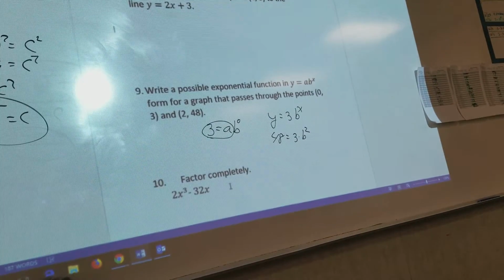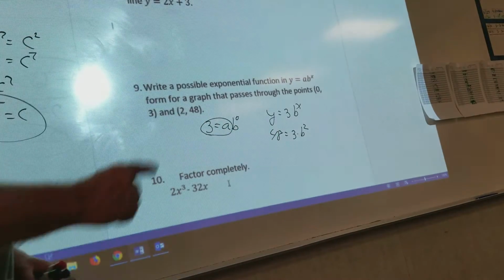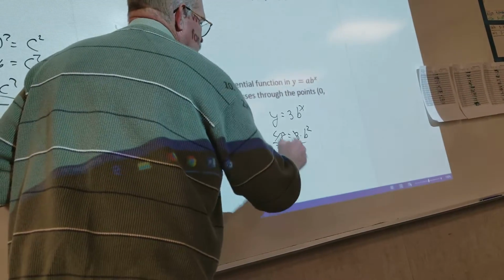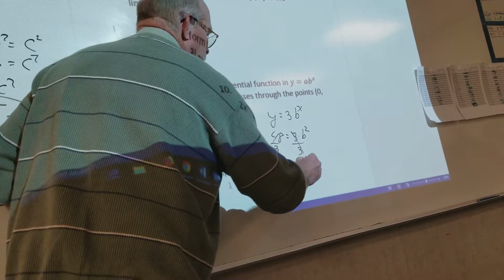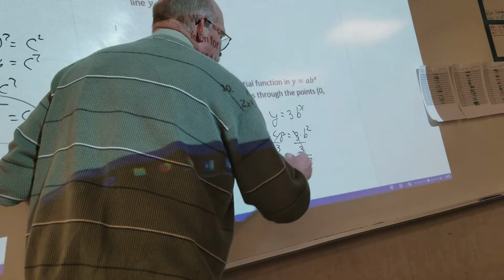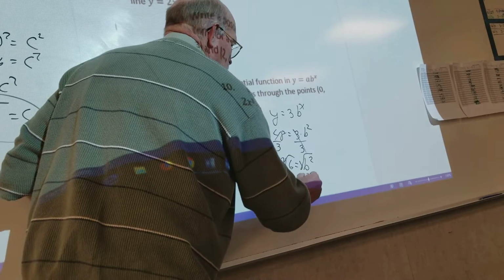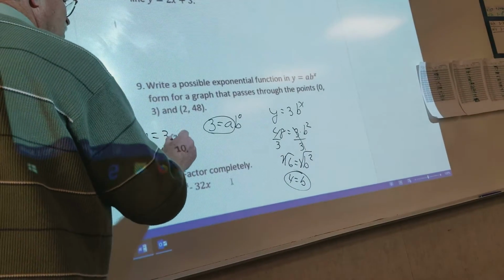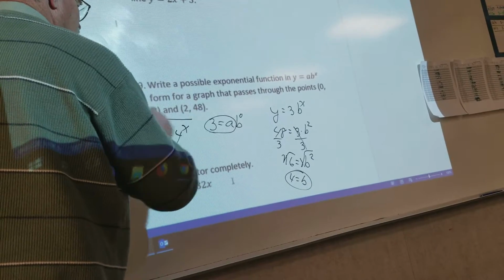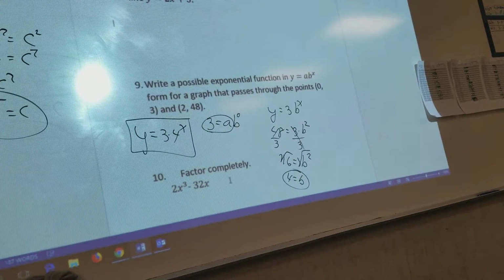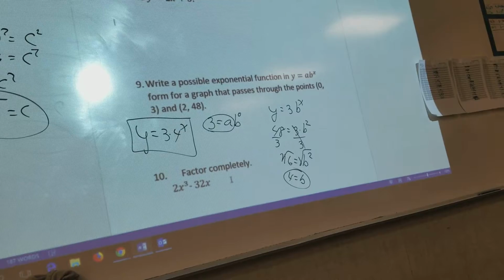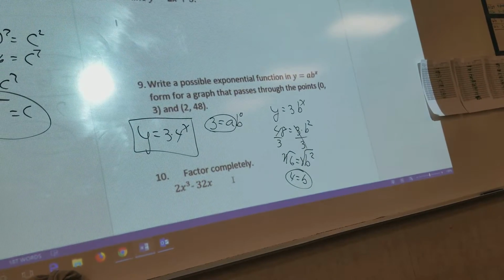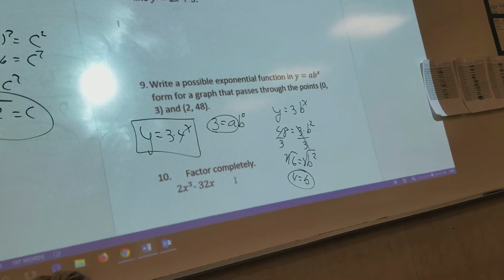We can solve that equation right here, can't we? Divide both sides by 3. 48 divided by 3 is 16 equals b squared. Root both sides, and 4 equals b. Therefore, my equation would equal 3 times 4 to the x. It was a quest of using the 2 points that were given to me to find a and b.